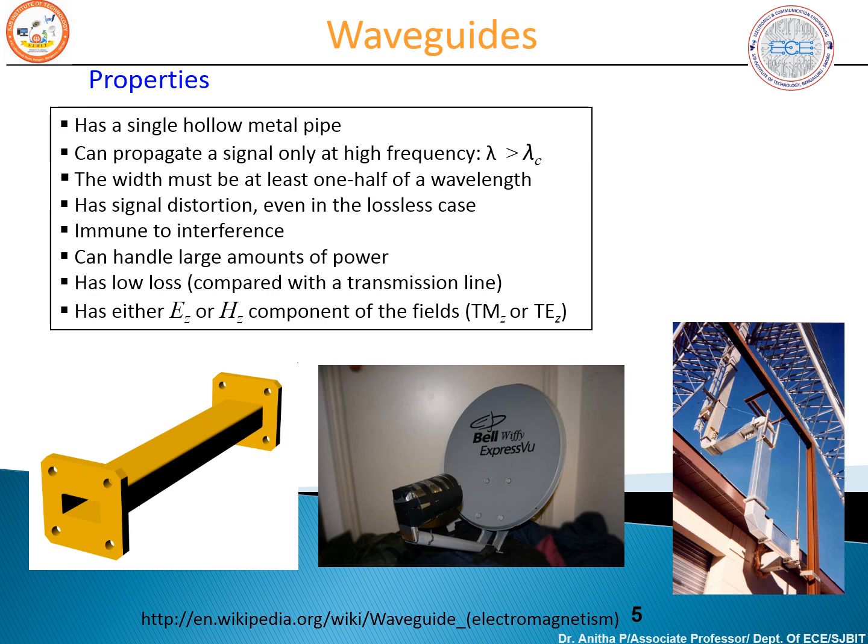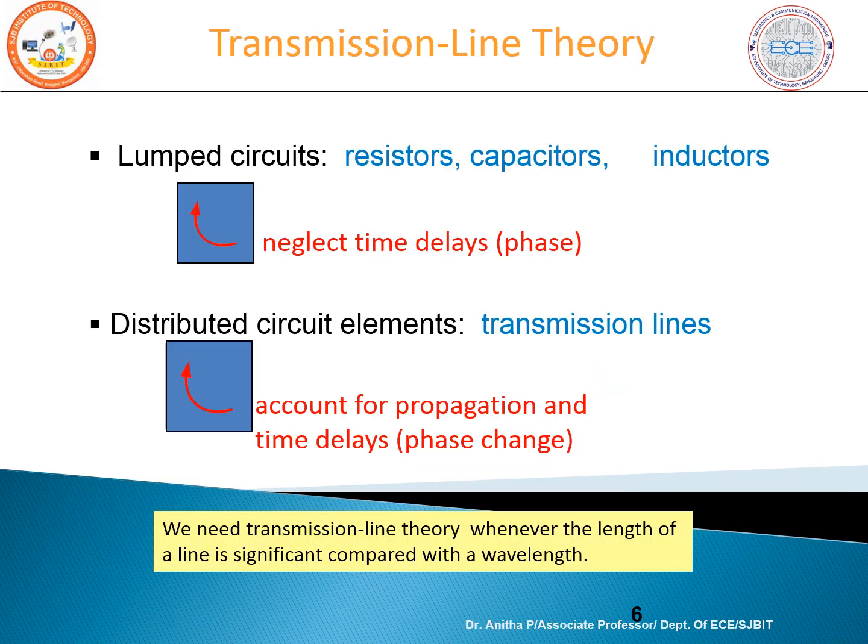The problem with waveguides is that, as they are bulkier, they cannot be used in MICs, microwave integrated circuits. In integrated circuits, it is not possible to use waveguides. Now we will look into transmission line theory. In transmission line theory, we'll be dealing with the two-wire parallel transmission line analysis.